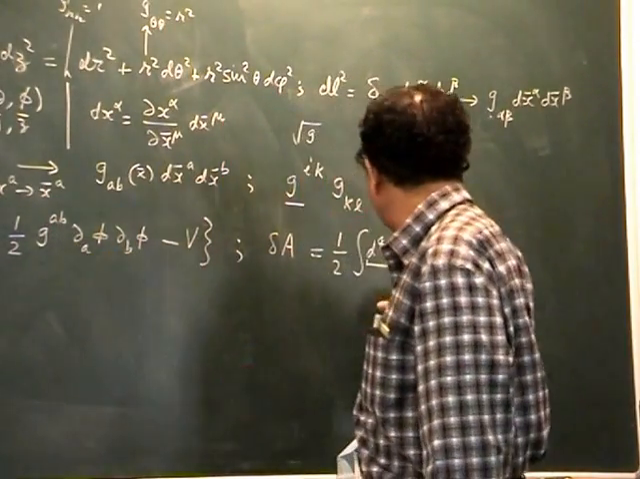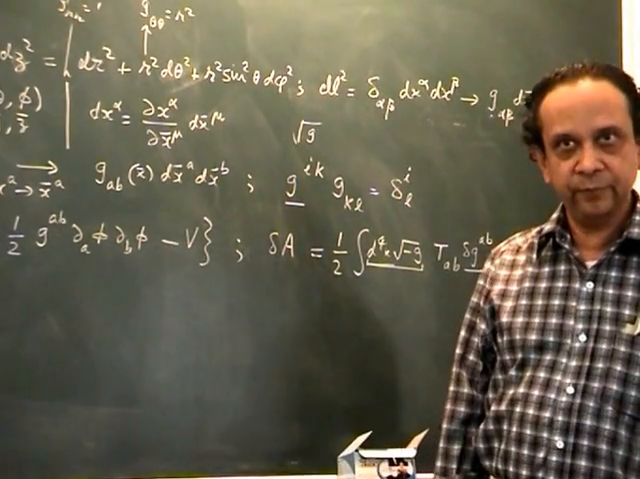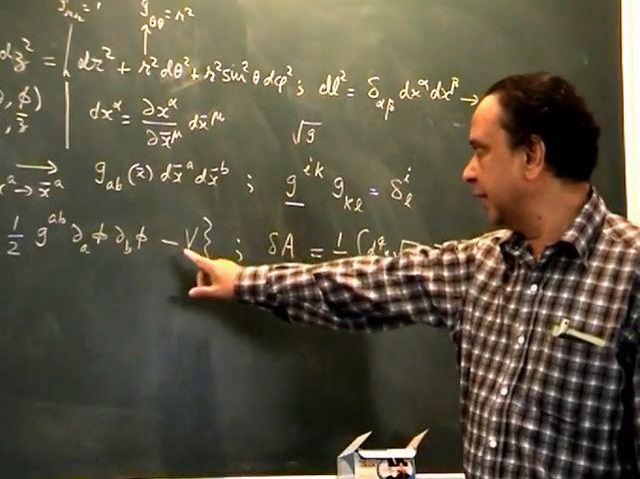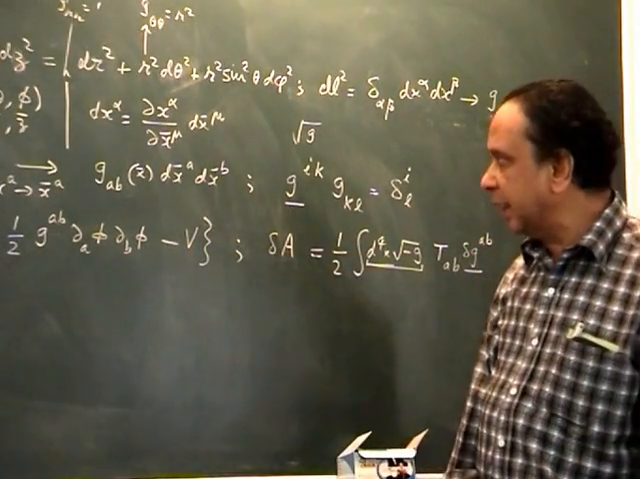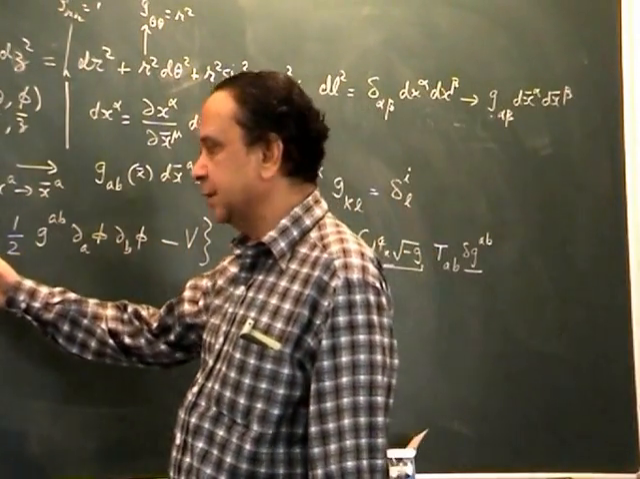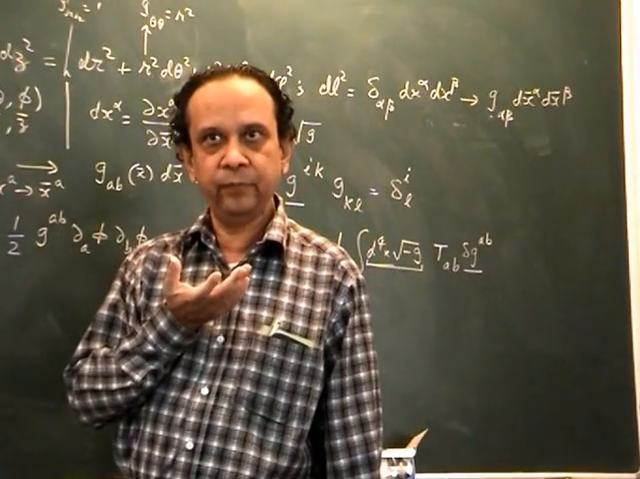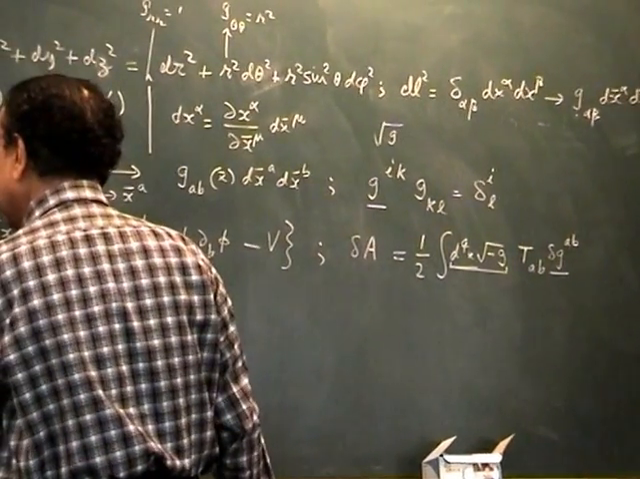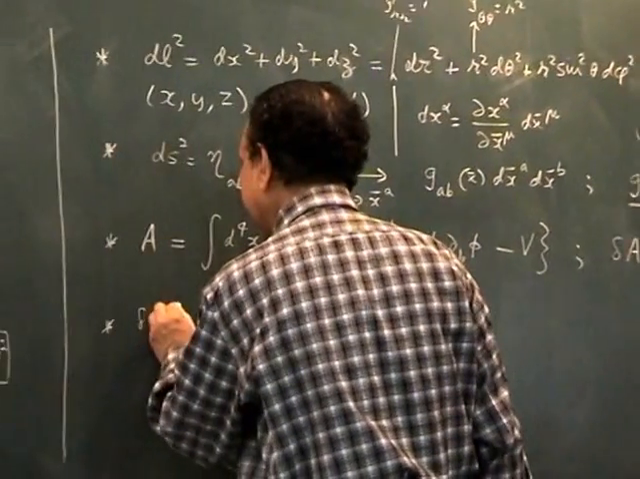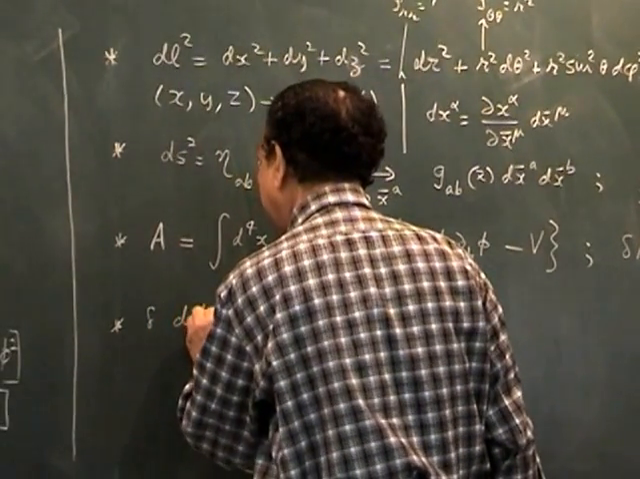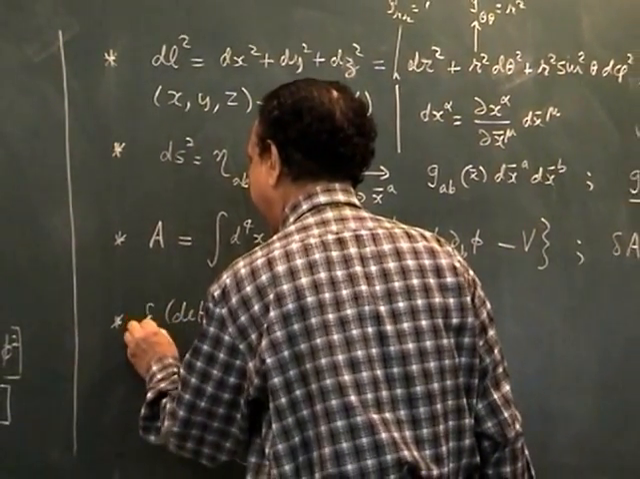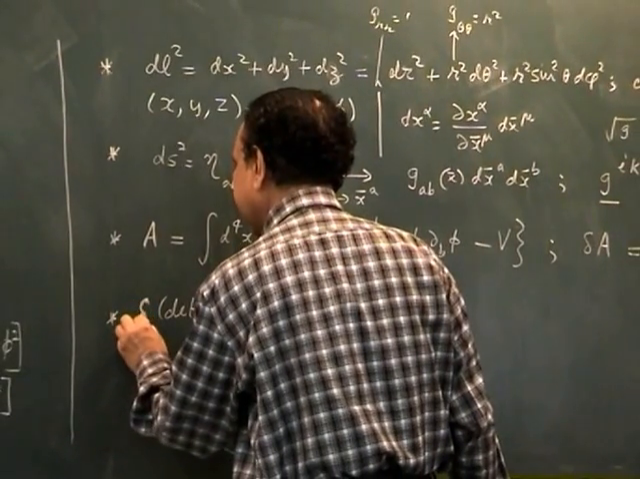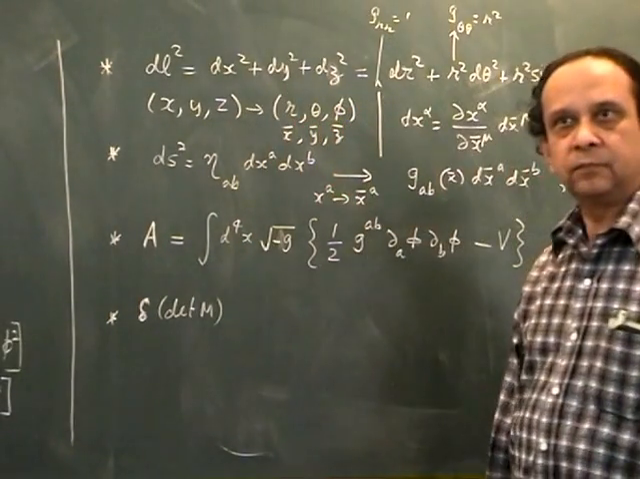So let us try our hand on this. Take this action, vary it and see what T_AB is. Okay. So we wanted to vary this object. It looks simple enough except for the fact that there is a root minus g which I want to vary. So I need to know what is the variation of the determinant of a matrix if I vary the elements of the matrix by a small amount.